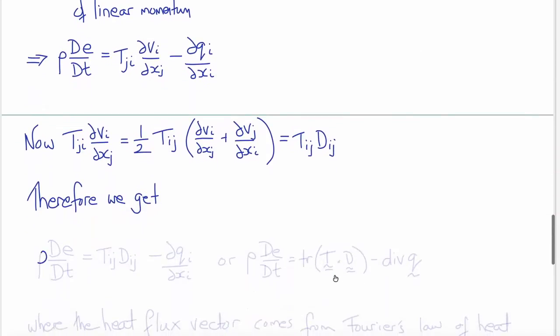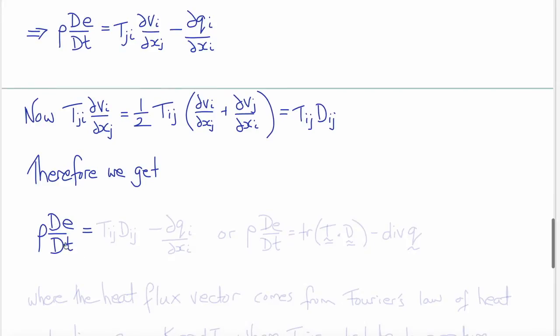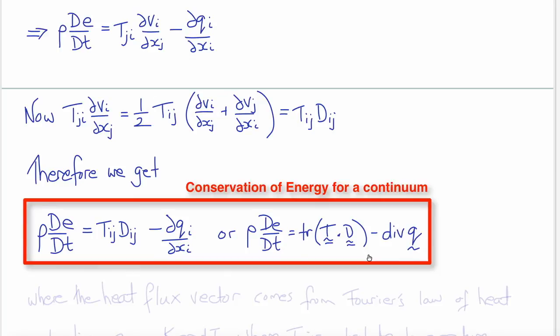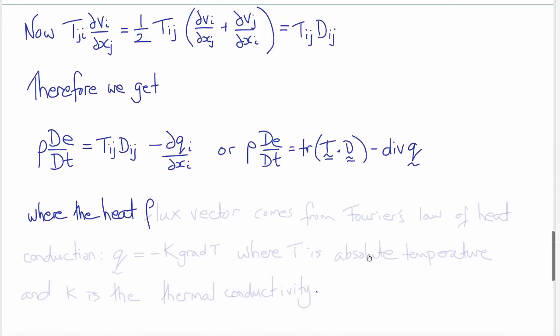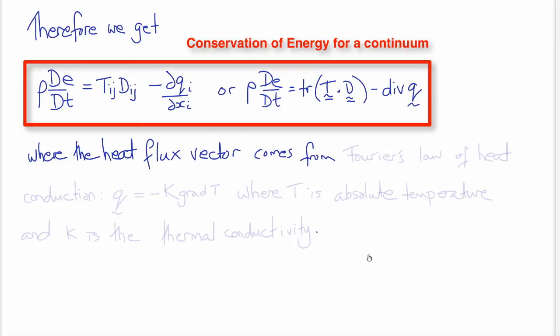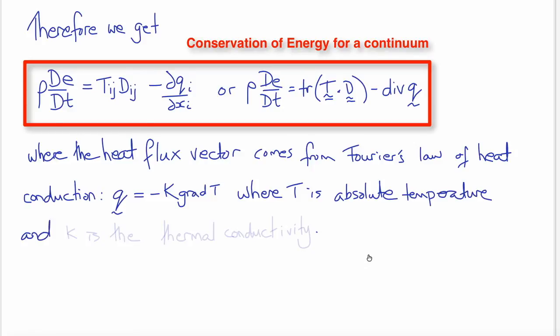Therefore, we can also write our conservation of energy equation as rho times the material derivative of the internal energy with respect to time is equal to Tij Dij minus del Qi/del xi, or in direct notation, rho dE/dt equals the trace of T dot D, this is the stress times the rate of deformation, minus the divergence of Q, the heat flux vector, where the heat flux vector comes from Fourier's law of heat conduction, which states that Q, the heat flux, is equal to minus K times the gradient of the temperature, shown here as T, so T is the absolute temperature, and K is the thermal conductivity.